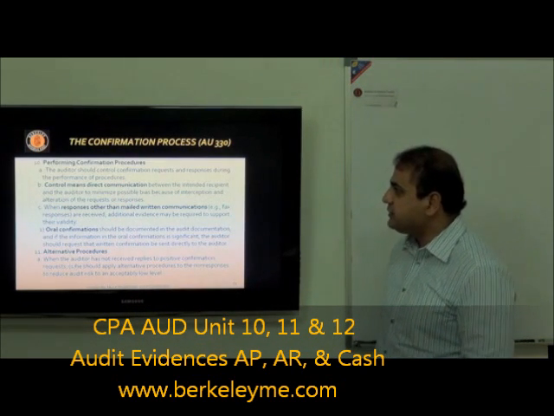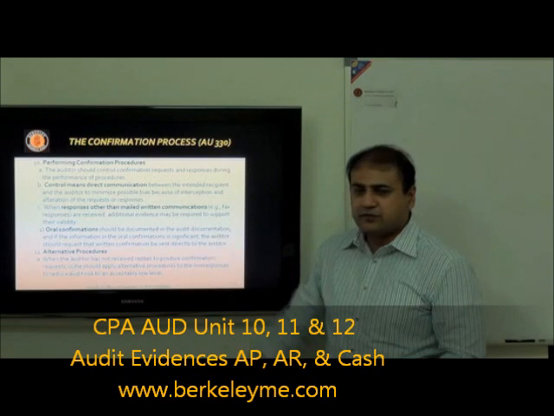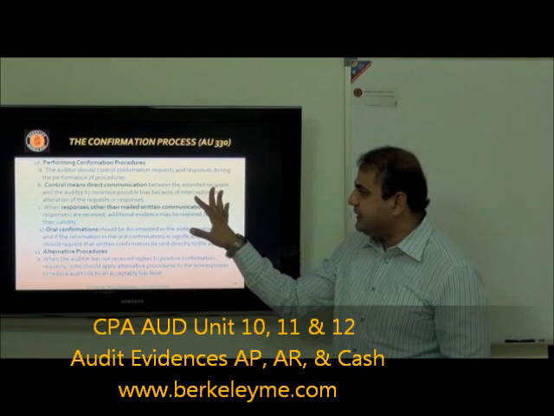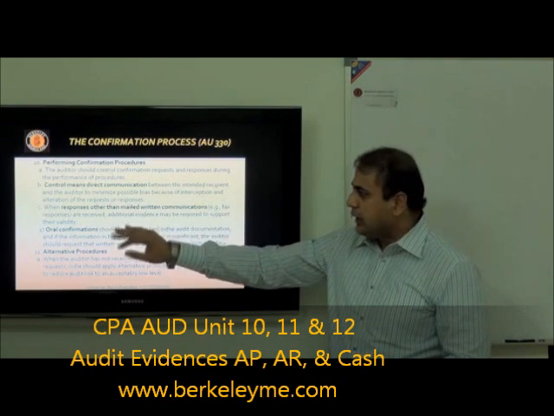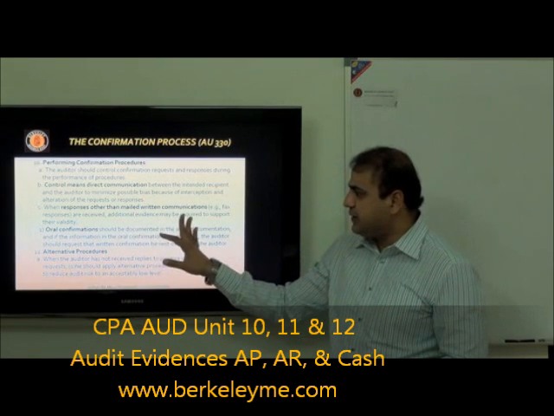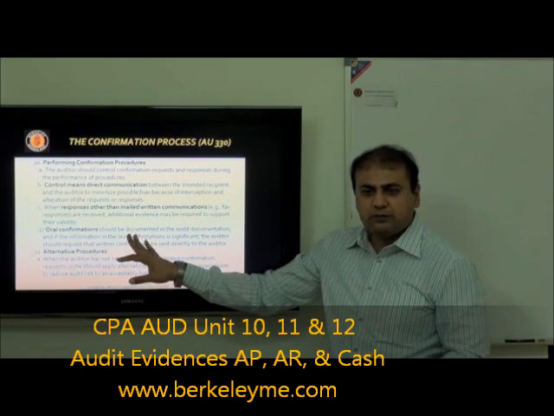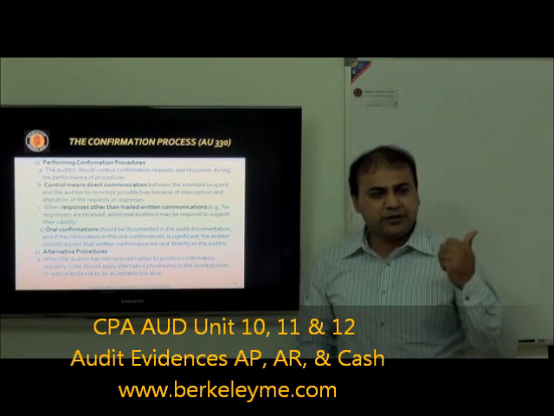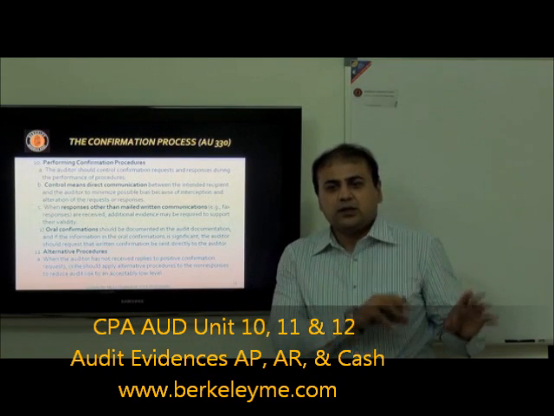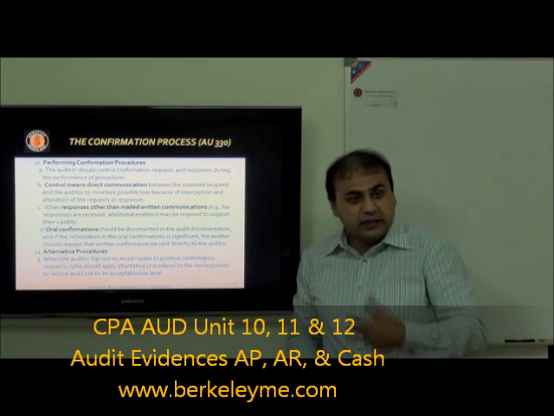Now, performing confirmation procedure. The auditor should control confirmation requests and responses during the performance of the procedure. What he has to do, control means direct communication between the intended recipient and the auditor. When responses other than mailed written communication are received, additional evidence may be required to support their validity. And oral confirmation should be documented. Sometimes you can communicate with me, and then you say, okay, with reference to our telephonic conversation, we agree on this point, and you put it into a proper email or a letter or something, you know, make it documented.